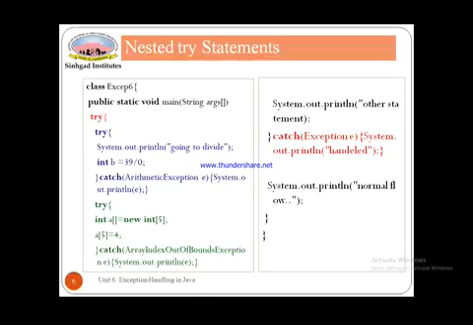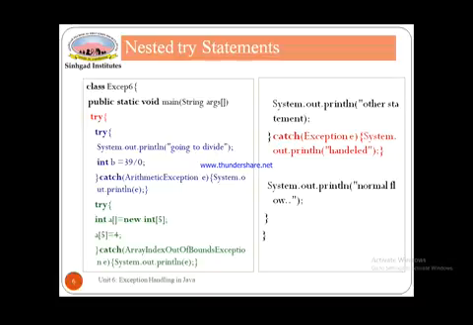System.out.println e. Then the green code generates a try, int a, an array type of exception, new int[5], a[5] is equal to 4. In that catch, ArrayIndexOutOfBoundsException e, System.out.println e. Then System.out.println other statements, then catch Exception e, System.out.println handle, System.out.println normal flows. So in this way we learn the try statements.